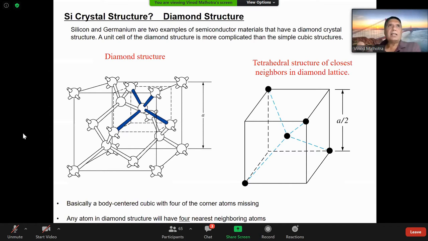Correct me if I'm wrong. Did we start talking about this diamond structure? I think we just began. Is that true? Yeah, you just started on this slide and then we had to end. Okay, good.